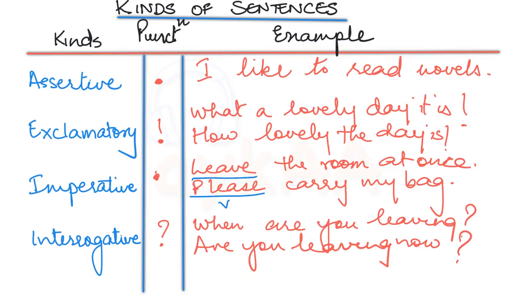So we have seen the 4 types of sentences or the 4 kinds of sentences, that is assertive, exclamatory, imperative and interrogative. And we have also seen the different examples for each type.